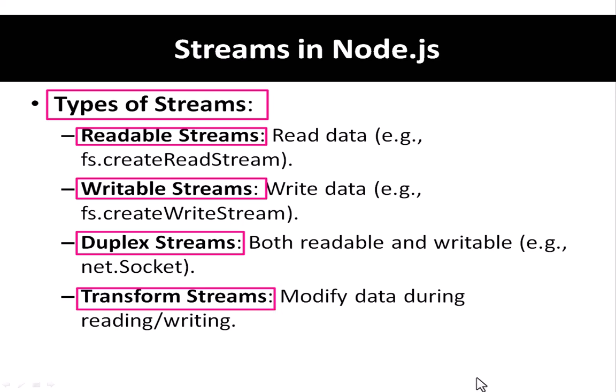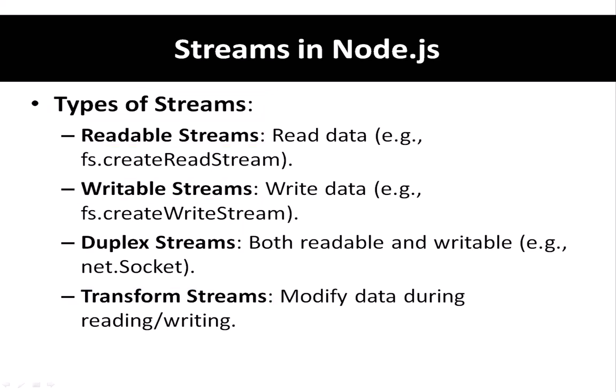For example, one person has opened the file, another person is trying to modify the file, and another wants to delete the file. At that time, if simultaneous operations are to be performed by multiple users, you can use transform streams so that the operations can be done.